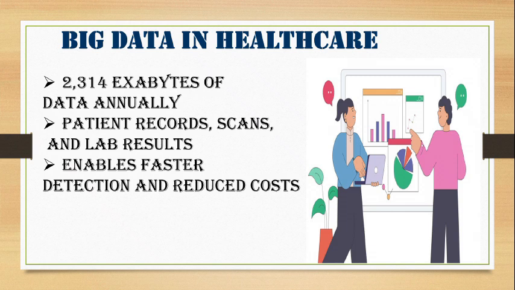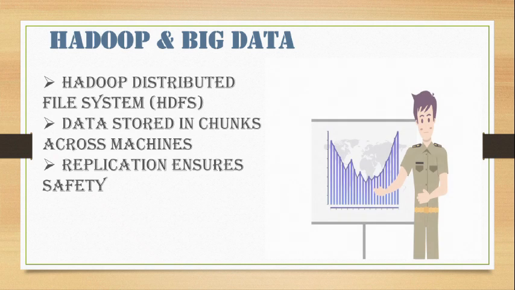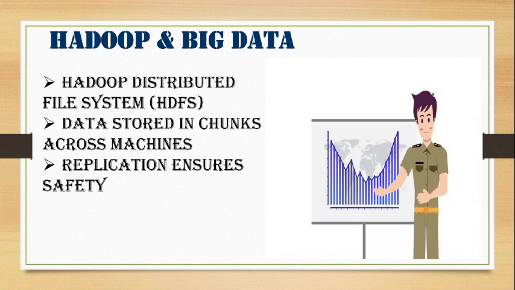But how can we possibly store and process such a massive amount of information? This is where frameworks like Cassandra, Spark, and Hadoop step in. Hadoop, for instance, uses what's called the Hadoop Distributed File System, or HDFS. Here's how it works. Instead of storing a huge file in one place, Hadoop breaks it into smaller pieces and distributes them across multiple machines, making sure copies are stored in different nodes for safety. That way, if one machine fails, the data is still protected elsewhere.